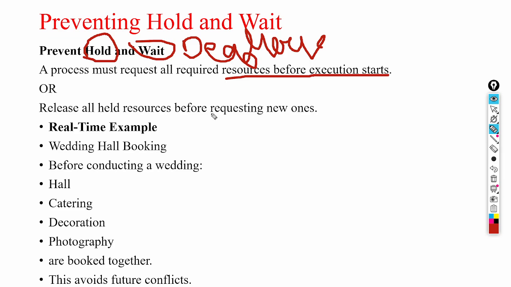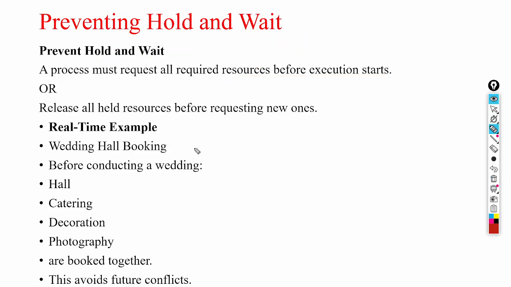This reduces the possibility of resource dependency and a deadlock. Consider the wedding hall booking example. Before conducting a wedding, people usually book the hall. Yes or no? Before conducting a wedding, they book the hall, catering, decoration, and photography together. So they do not book one service and then wait indefinitely for the others. By arranging everything in advance, the conflicts are avoided.